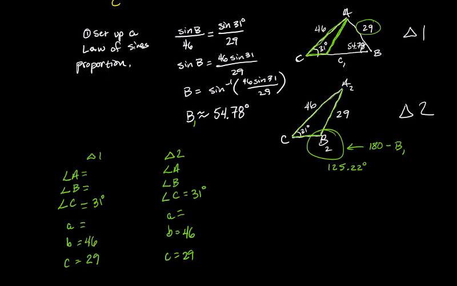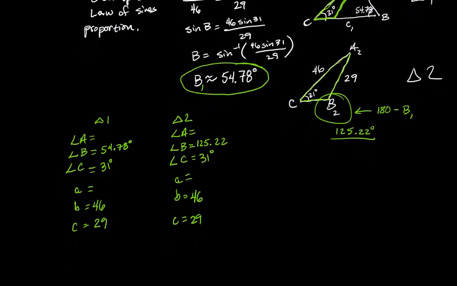Okay? When we initially solved, we found B1, so I'm going to put that in for triangle 1. That's 54.78. To find the other angle, in this scenario it is B, and we found B1, and now we found B2 by subtracting from 180. If you were initially solving for A, then A would be the thing that you subtract from 180. But we've got 54.78, and then B2 over here is 125.22, and we need to find angle A.